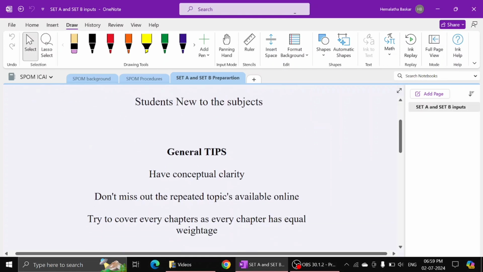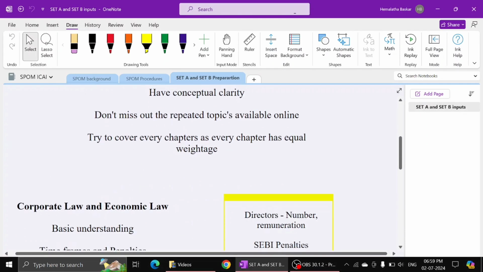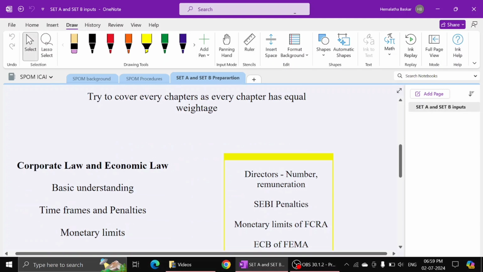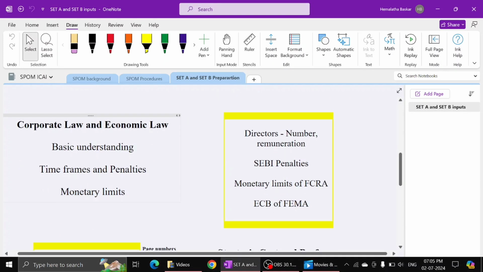General tips being, have conceptual clarity, try not to skip any topics, and if there are time constraints, at least cover the repeated topics available online. With respect to law, with the basic understanding we gained in Inter, we can go with CA Subham Singhal's PDF available online, which has concise provisions. We are going to be tested on time frames, penalties and monetary limits for sure, so do study that. The first 3 chapters of directors, penalties portions of SEBI, FCRA as a whole, and the ECB portion of FEMA are the topics that I found easy and that were tested in the examination.